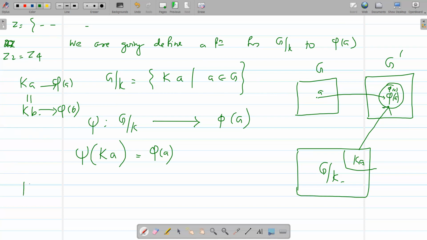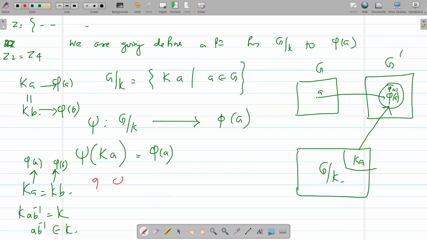Two right cosets Ka and Kb are the same, from the problem we did, if and only if ab inverse belongs to K. So if the right coset is the same, the image phi of a and the image phi of b are the same. So first we need to show that this psi is well defined.